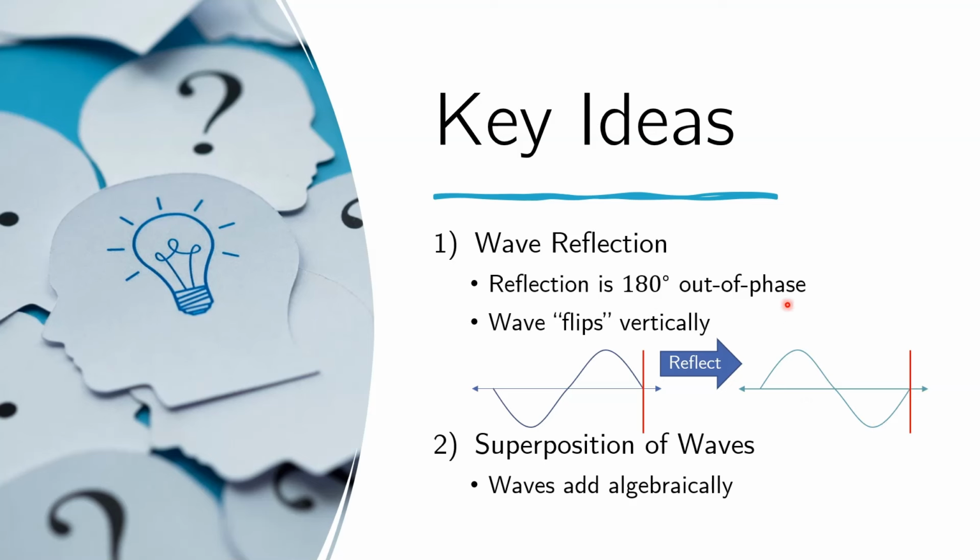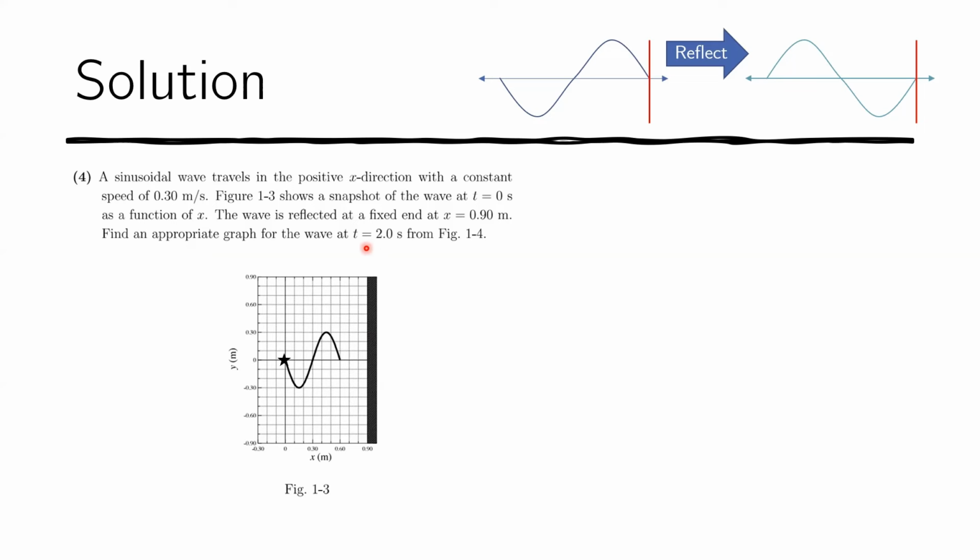The problem is asking us to imagine what happens after t equals 2 seconds. So to make it easier for us, I put a star at the beginning of the wave. So that's going to help us track the motion of the wave. So after 2 seconds, the wave would have moved. By how much? That would be dependent on the amount that is indicated in the problem, that is the speed.